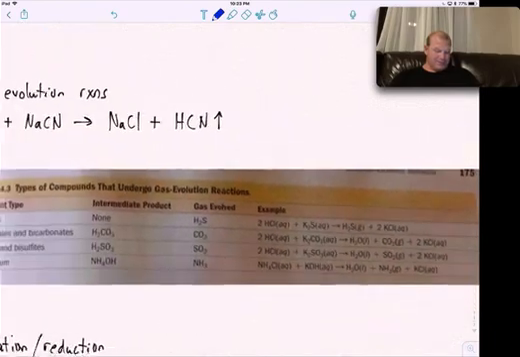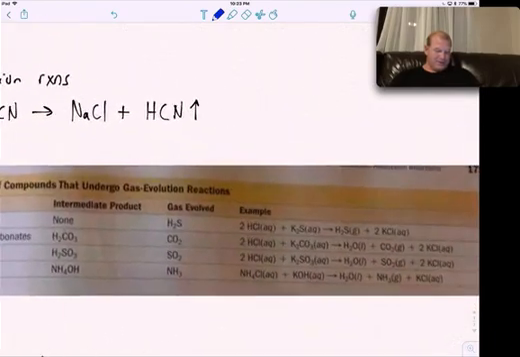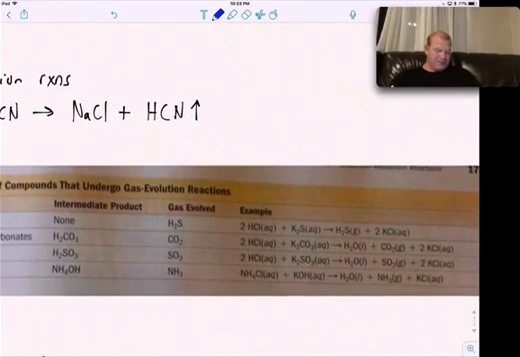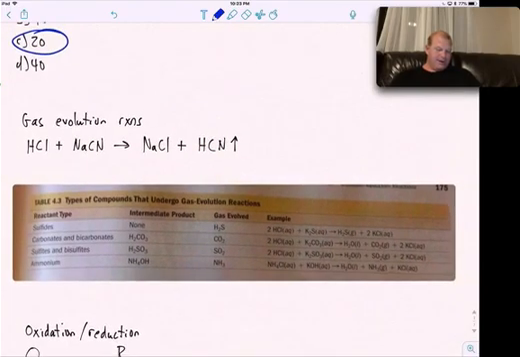Carbon dioxide, what is this calling it? Carbonates and bicarbonates. Okay. So carbonate or bicarbonate. The word "bi" in chemistry class means an extra hydrogen. So carbonate is CO3 and bicarbonate is HCO3.